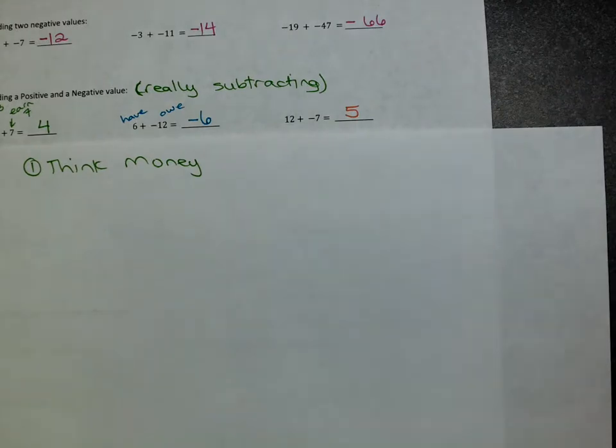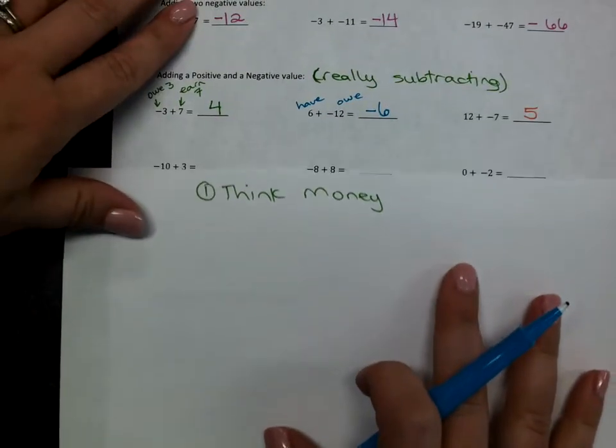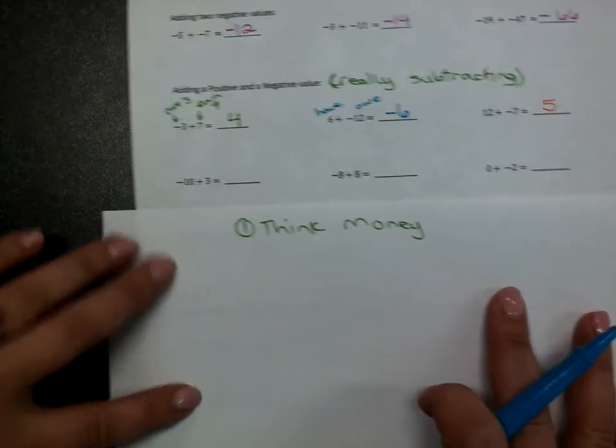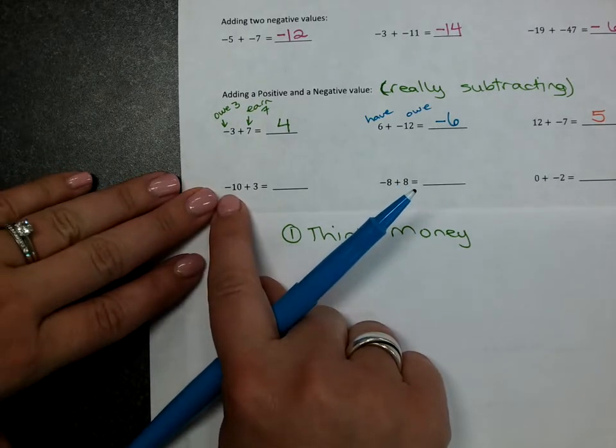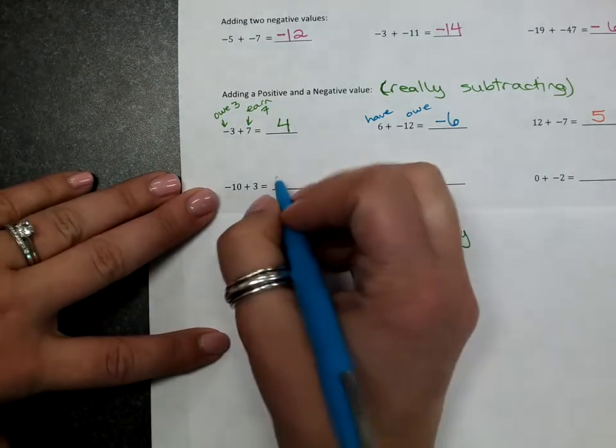Alright, I'm going to do the rest of these without support, just kind of talk through them. If it's making sense, awesome. If not, if you need some extra support, just let me know. So the next example here is -10 plus 3. So I owe someone $10 and I've earned $3. I'm still -7.